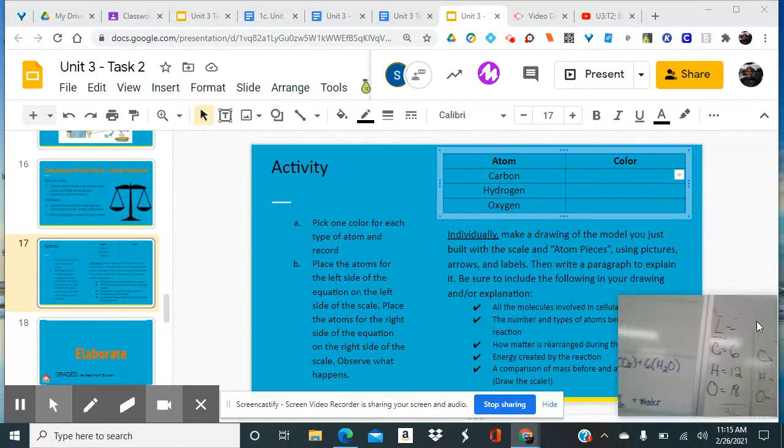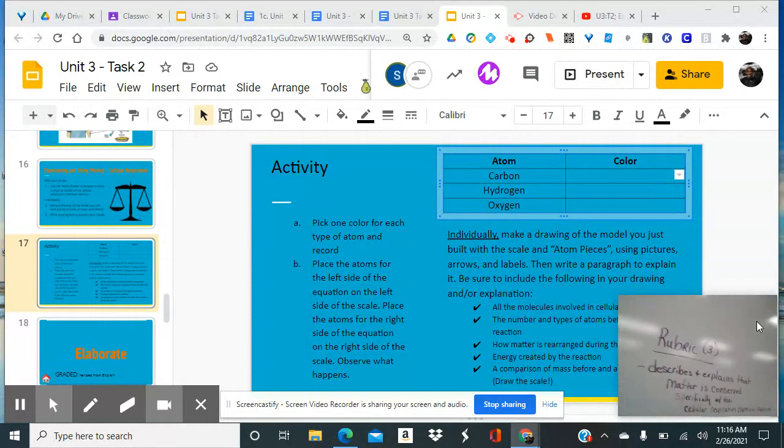Right? Now, that's going to tell me I need 36. 6 plus 12 plus 18, I need 36. So if I have 36 atoms on this side, I have to have 36 atoms on this side. So that's what I'm going to be looking for to make sure it's balanced.